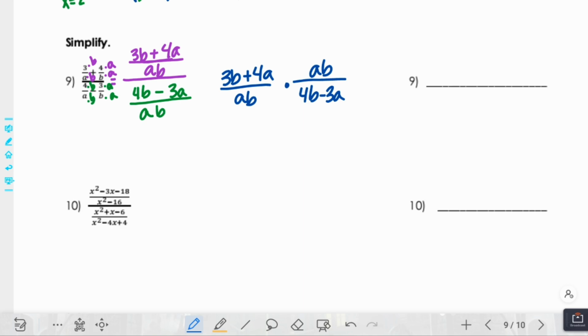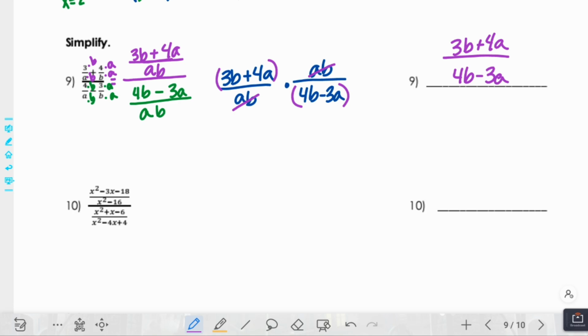I cannot cross out my 3b plus 4a or my 4b minus 3a. That cannot be simplified like that. But what I can do, because I'm multiplying, is cross out my ab and ab. So I can cross out this term and this term, but these others are essentially in parentheses. You just don't see them. You can't cross anything out. So we're left with 3b plus 4a all over 4b minus 3a.